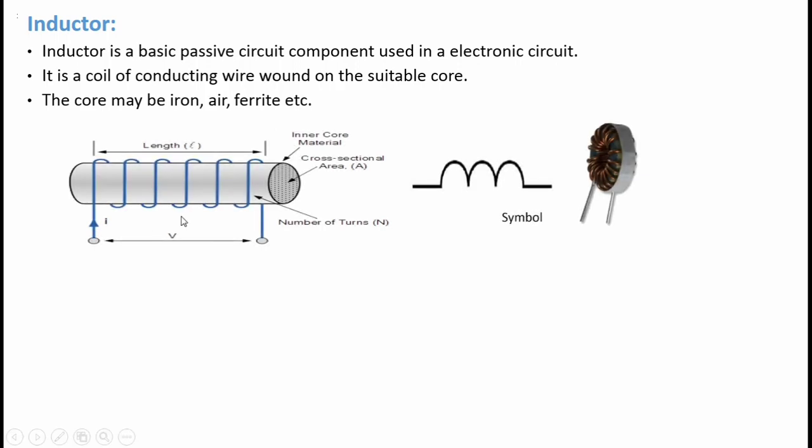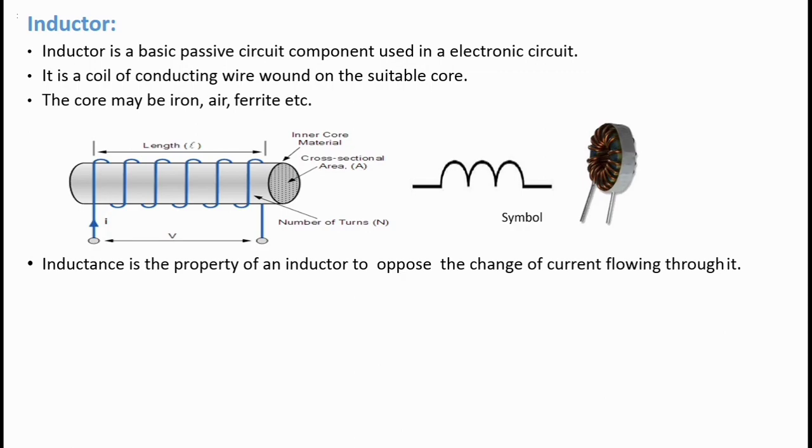Here the figure shows the conducting wire wound on the core having length L, and the current flowing through the wire is I. Here the number of turns N is wound on the core with cross-sectional area A, and the voltage developed across the wire is shown as V. Here the symbol of the inductor is shown.